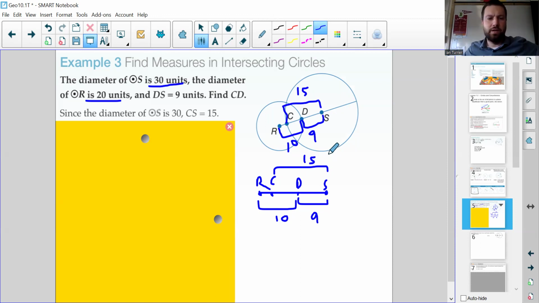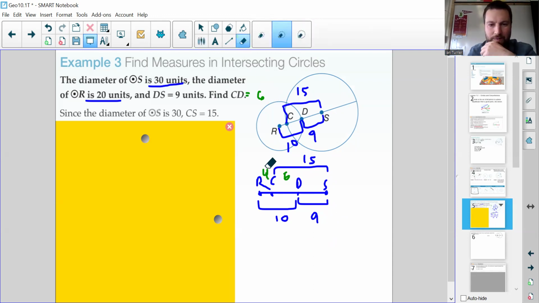But you can see here that if CS is 15 and DS is 9, then CD has to be 6. So that's new information. I'm going to put it in green. Okay, so CD is 6, so we wanted to find that. So let's put that as 6. And then what if we wanted to know RC? Well, we know RD is 10, so RC's got to be 4. Okay, so you can find all these little missing stuff and put that in.